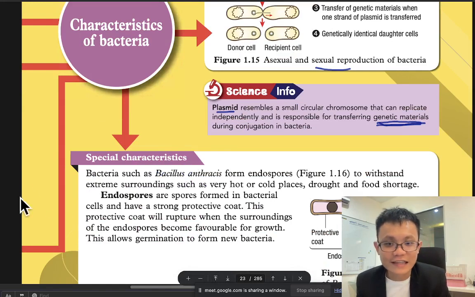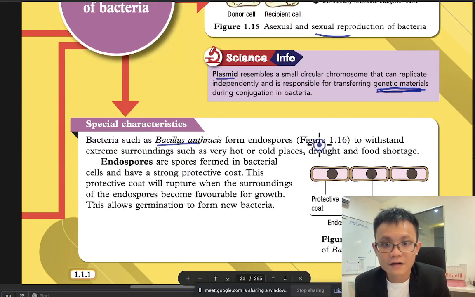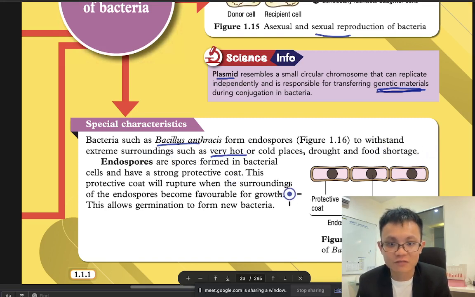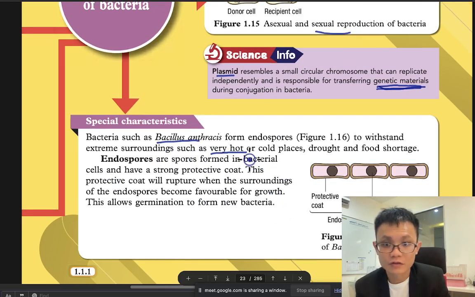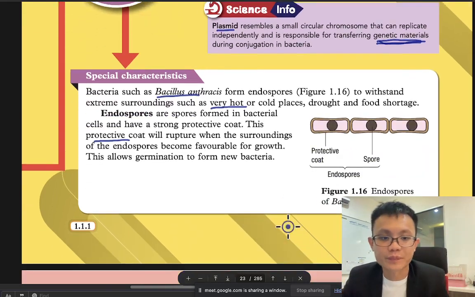A special characteristic of Bacillus anthracis is that it can withstand extreme and very hot places. Usually we say it's water, but this one can grow even in a hot place. Okay, why? Because it has a protective coat. When the surrounding environment becomes favorable, this allows it to germinate into a new bacterium. So they have a protective coat that can protect them.